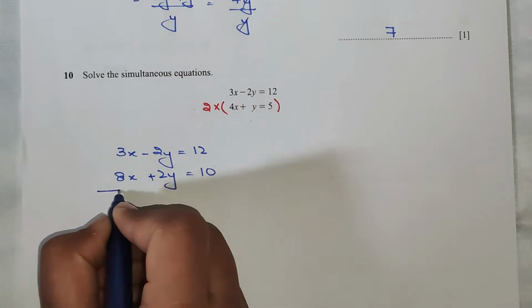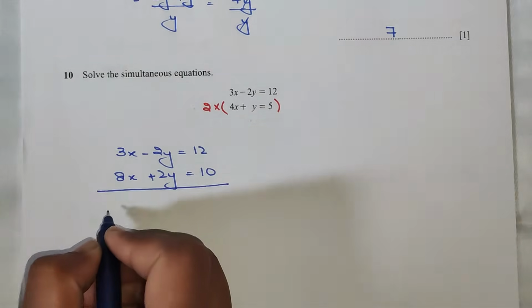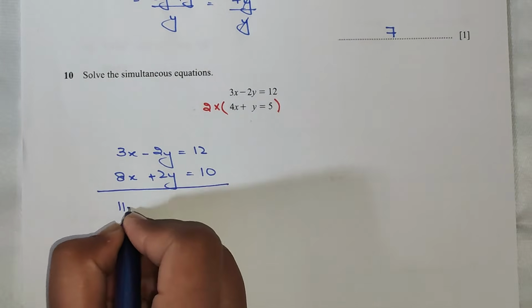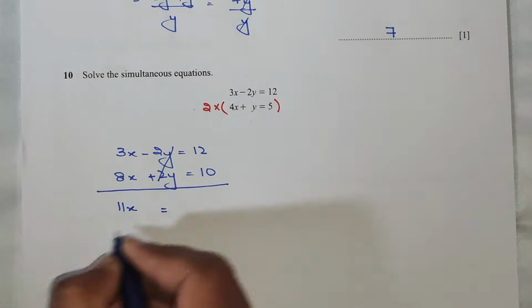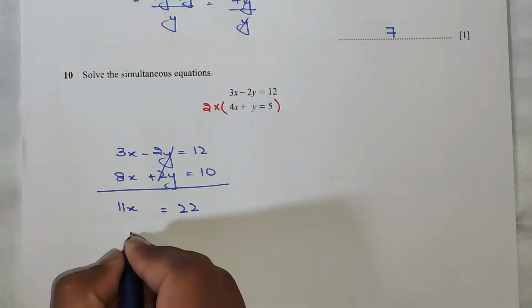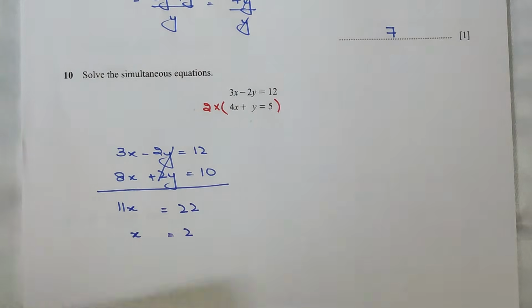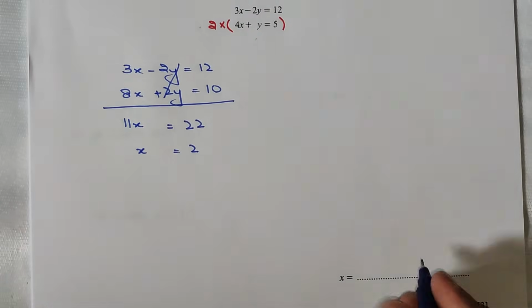Okay, now let me add these two equations. So what is 8 plus 3? 8 plus 3 would be 11x, positive 2y and negative 2y would be 0, and 12 plus 10 would be equal to 22. So x would be equal to 2, since 11 times 2 would be 22. So we got the value for x, that is equal to 2.